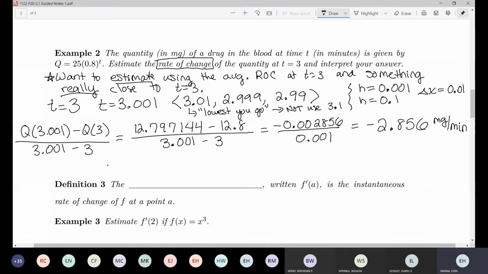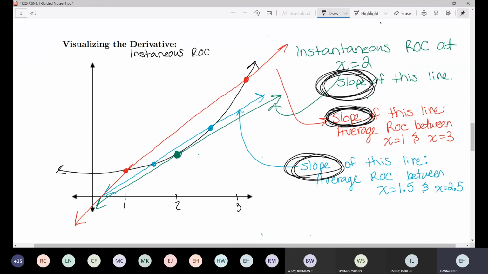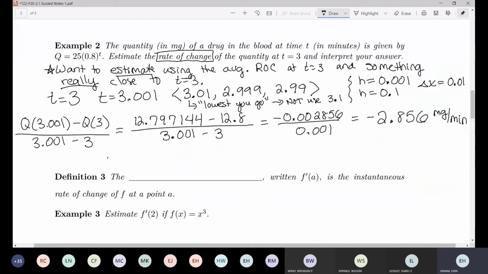Questions on how I found that before I interpret it? Okay. So I'm going to scroll back down really quick. Everything we're talking about, instantaneous or average, are all slopes. So if I want to interpret this value, which is an estimation for an instantaneous rate of change, it's a slope. Well, we know how to interpret slopes.